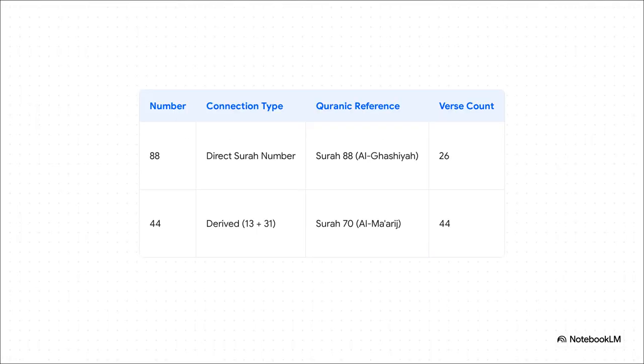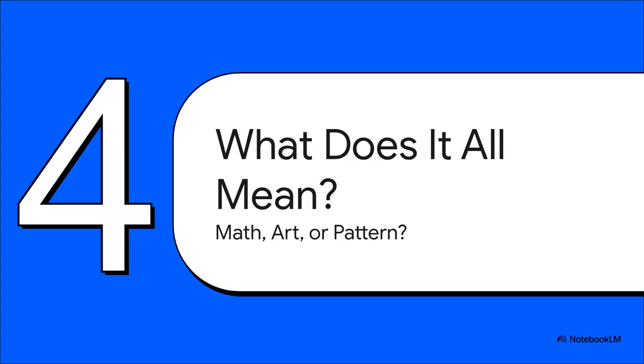And get this, it isn't just some one-off trick. The system actually has its own internal consistency. Remember those special numbers from before, 13 and 31? Well, add them together and you get 44. That number then points to a different chapter, Surah 70, which just so happens to contain exactly 44 verses. The numbers generated inside the system point to matching verse counts. It's pretty wild.